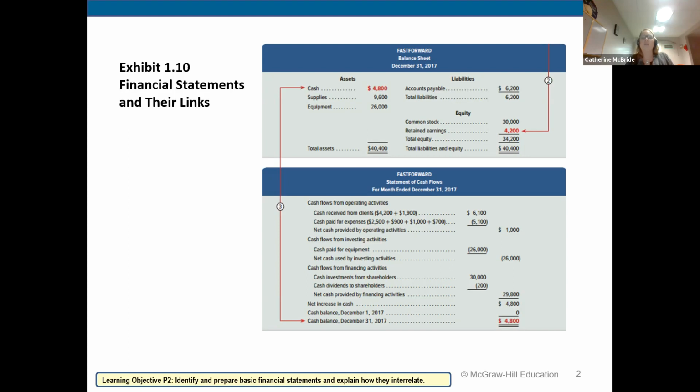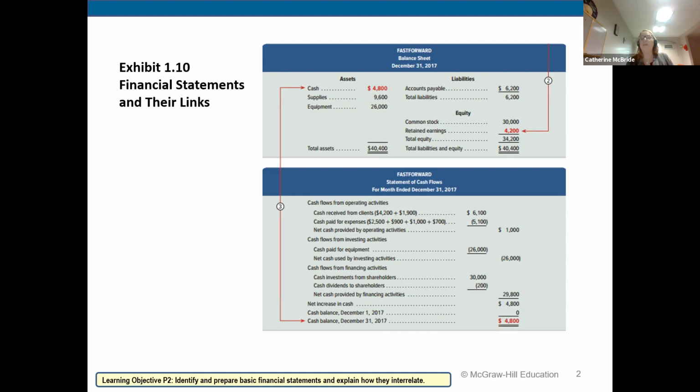So cash, so on your balance sheet, you have assets and then liabilities and equity. Remember, the balance sheet is the accounting equation. So we have assets, and notice that they equal 40,400, and liabilities plus equity equals the same amount. All right, so retained earnings goes in the equity section. We have common stock, and then we have retained earnings, and retained earnings has to come from our statement of retained earnings.